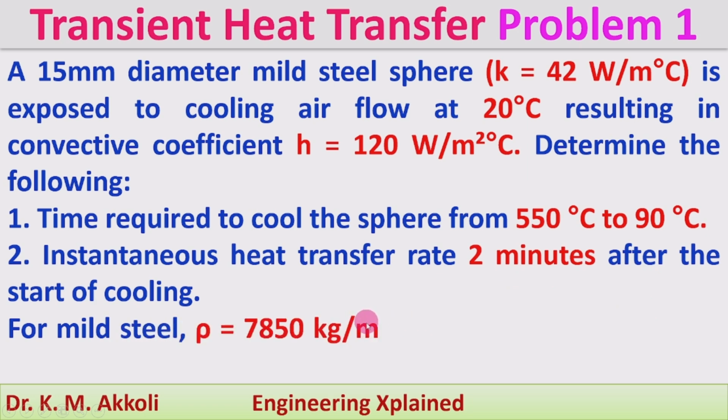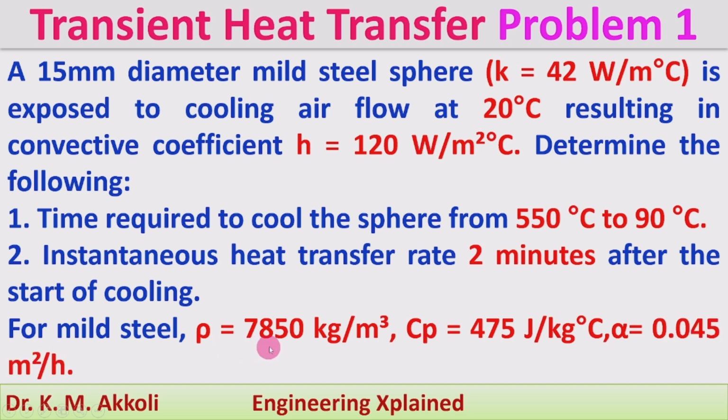For the mild steel, the properties are given: rho equal to 7850 kg per meter cube, Cp 475 joule per kg degree Celsius, alpha equal to 0.0045 meter square per hour. This is a sphere having transient heat transfer, and we have to determine the time required for cooling the sphere from 550 degrees Celsius initial temperature to the final temperature 90 degrees Celsius, and also we need to determine the instantaneous heat transfer rate 2 minutes after the start of cooling.